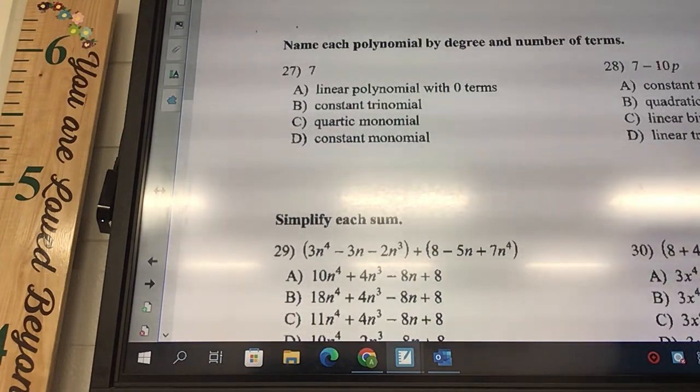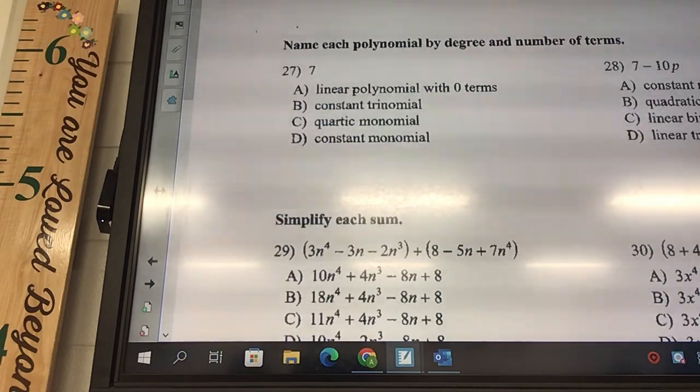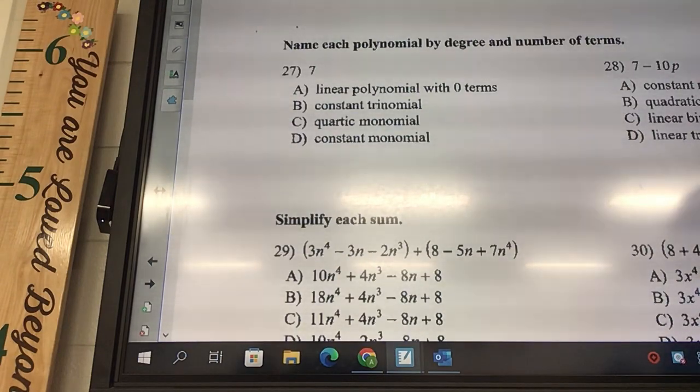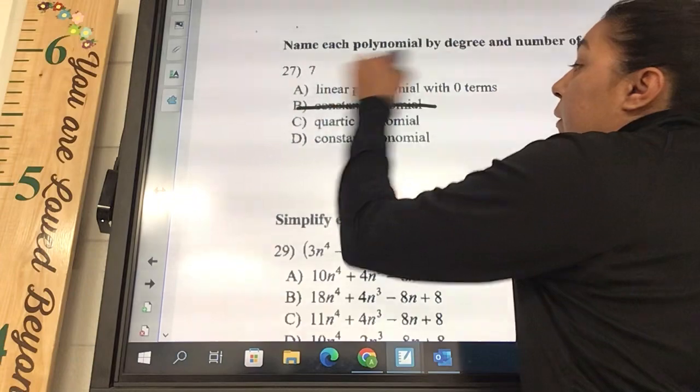What is a one piece called? Is that going to be a monomial, a binomial, or trinomial? Mono. Okay, and that's the one that most of you guys know. So it's definitely a mono.